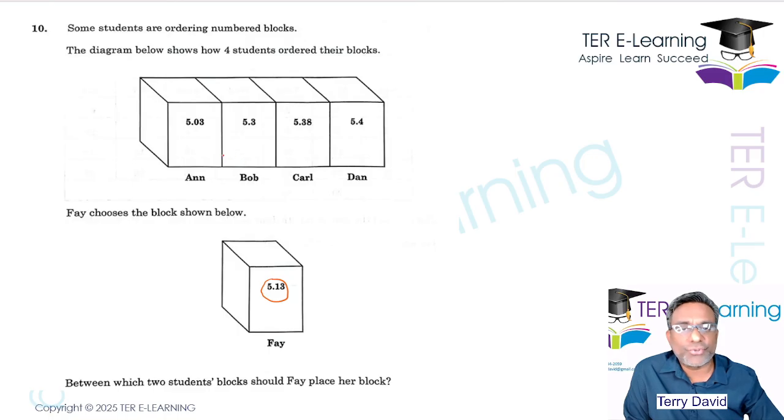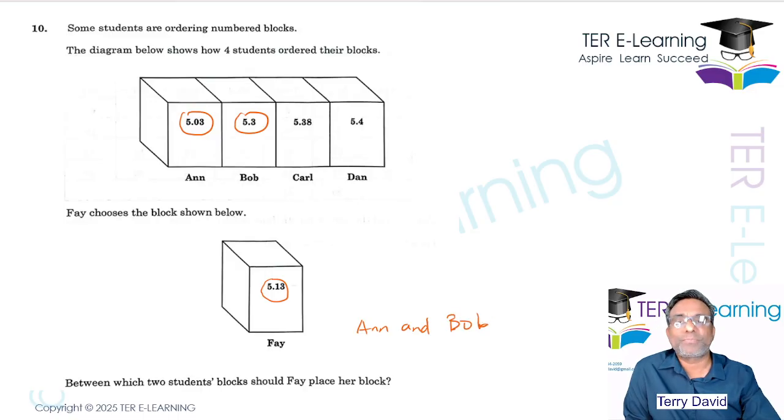So 5.13 is actually between 5.03 and 5.3, right? So for this one here, it has to be between Ann and Bob, right? That's where you're going to place that block, between Ann and Bob, right? So that's number 10.